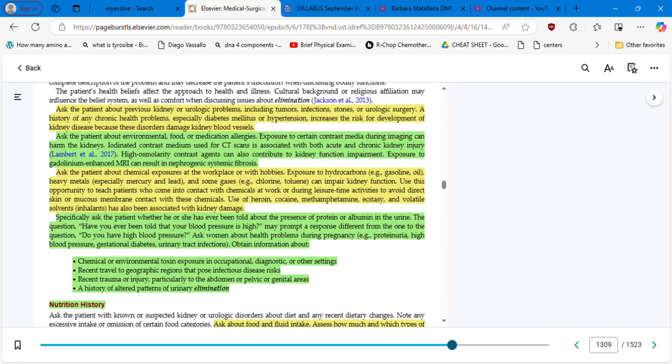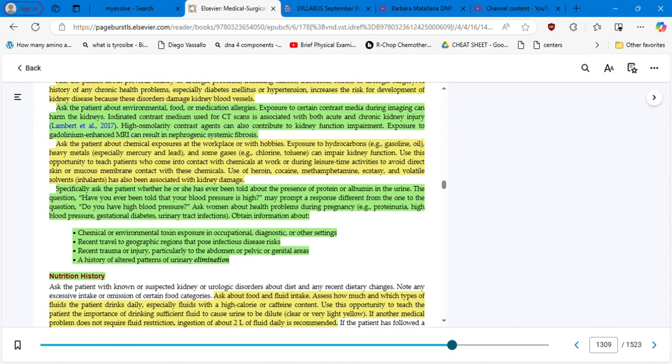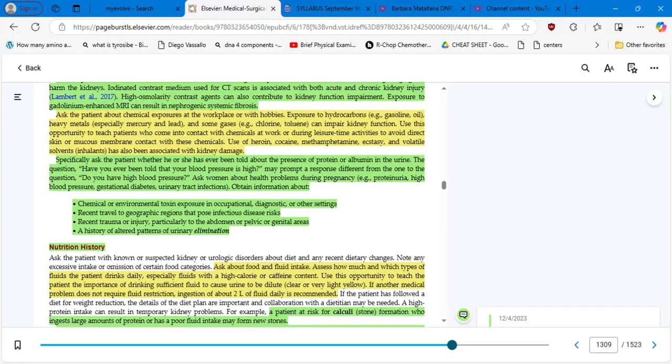Important to know: iodinated contrast medium used for CT scan is associated with both acute and chronic kidney injury. High osmolarity contrast agents can also contribute to kidney function impairment. Okay. Exposure to gadolinium-enhanced MRI can result in nephrogenic systemic fibrosis.